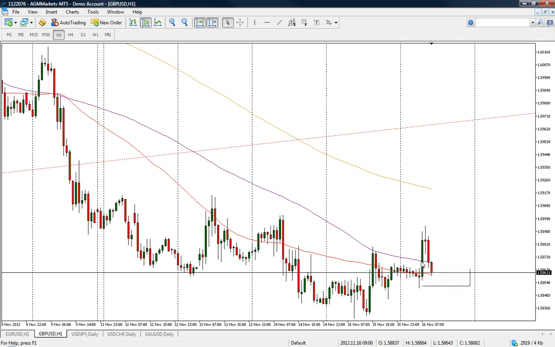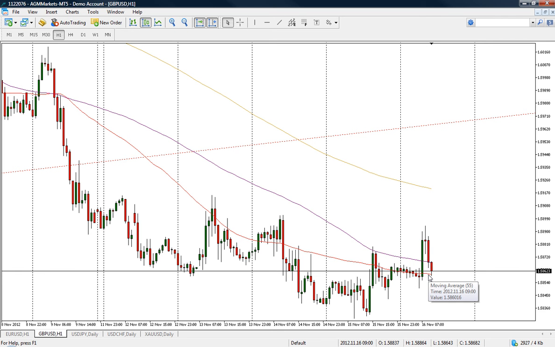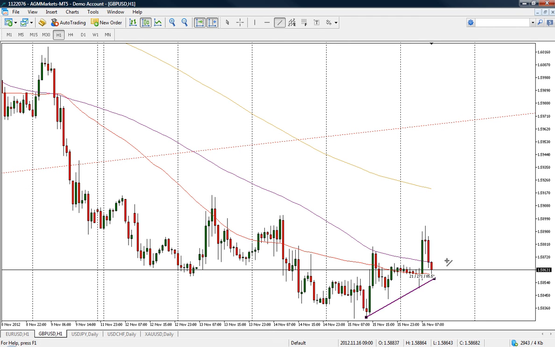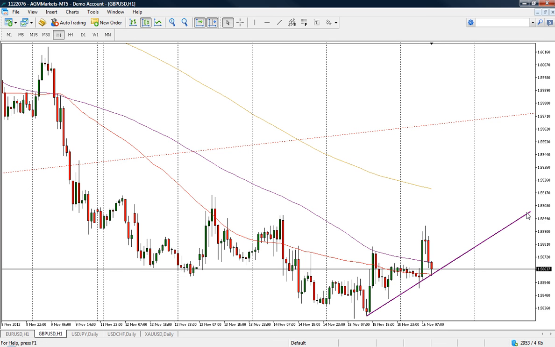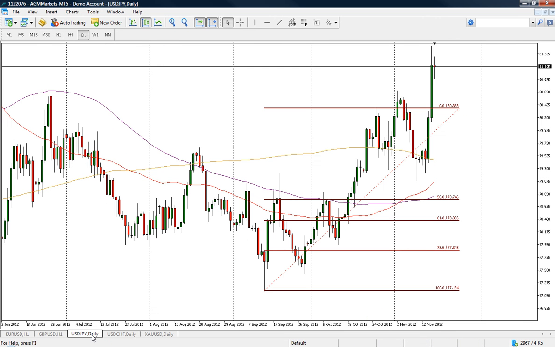You can see this 100 bar moving average below that, and also the 55 bar moving average here, so it's kind of bouncing off each of them, closing above and then closing back below. But we are making slight higher lows here. You can see the higher lows, and that's going to try and bounce up, but not as interesting as euro dollar in my opinion.